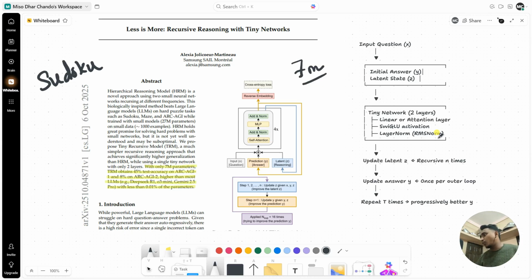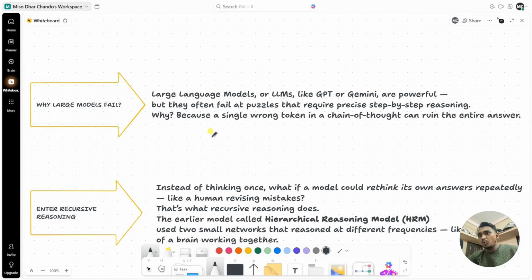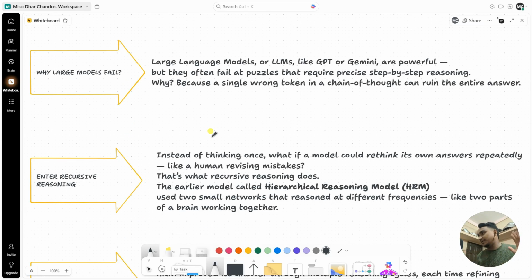Now why do large language models fail, and why is this tiny neural network coming in here? Why do large language models fail at this kind of task? Large language models like ChatGPT or Google Gemini are powerful, we know that, but they often fail at puzzles that require precise step by step reasoning. This is the main important part.